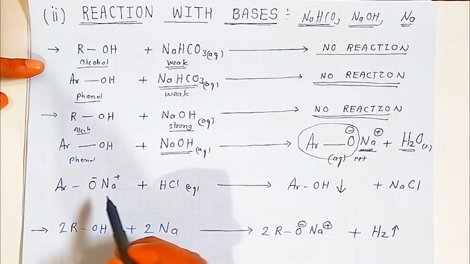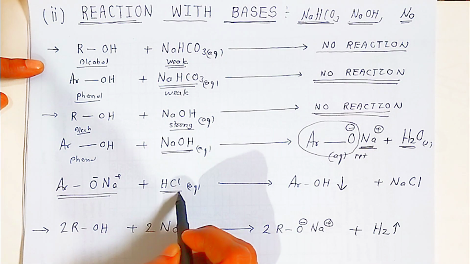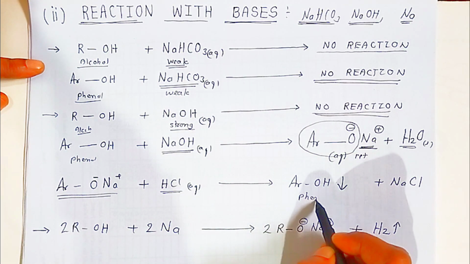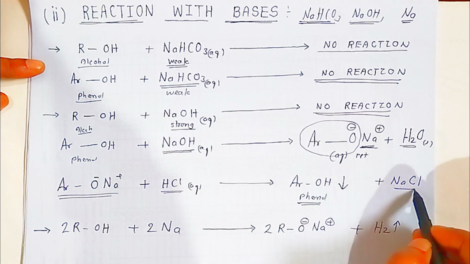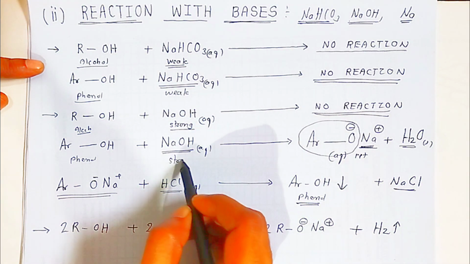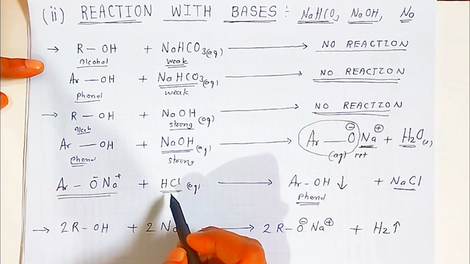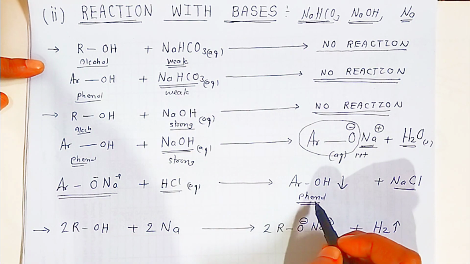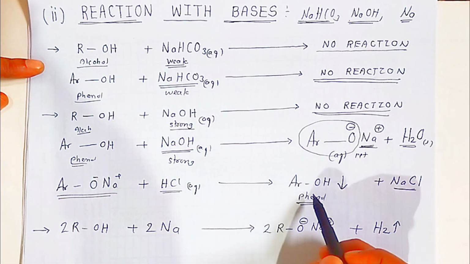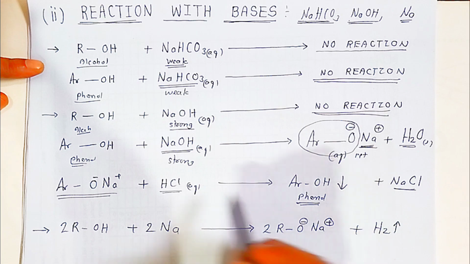Now if you add HCl to this precipitate, you will find phenol comes back. So this way students, if NaOH, a strong base, is added to phenol, it will form a salt, and if you add HCl to this salt, you get phenol back. This way you can identify that phenol is present. This way we are going to separate the phenol if a mixture is given.